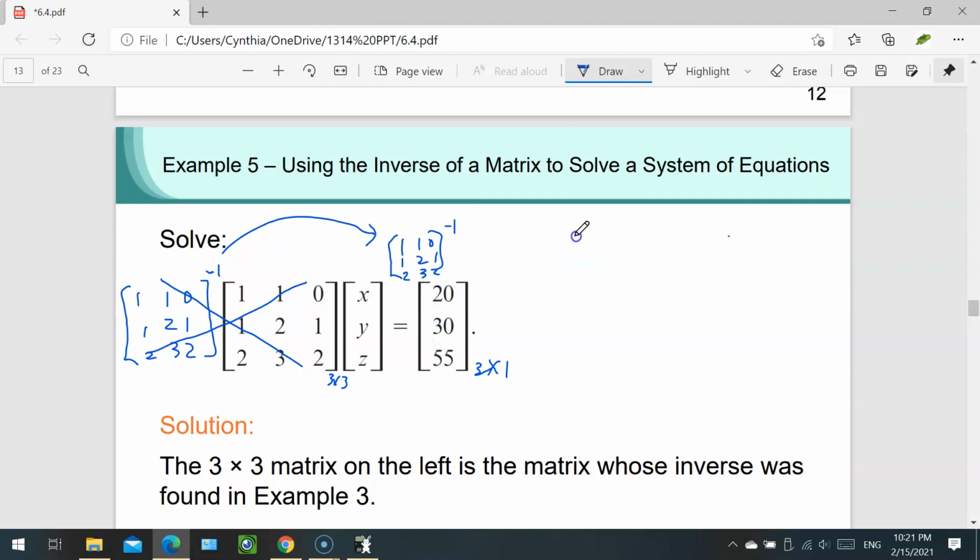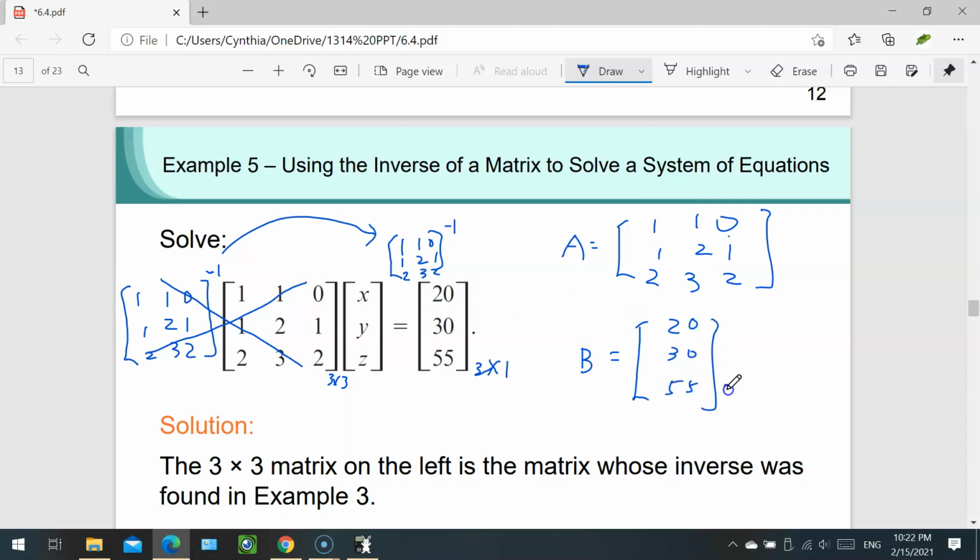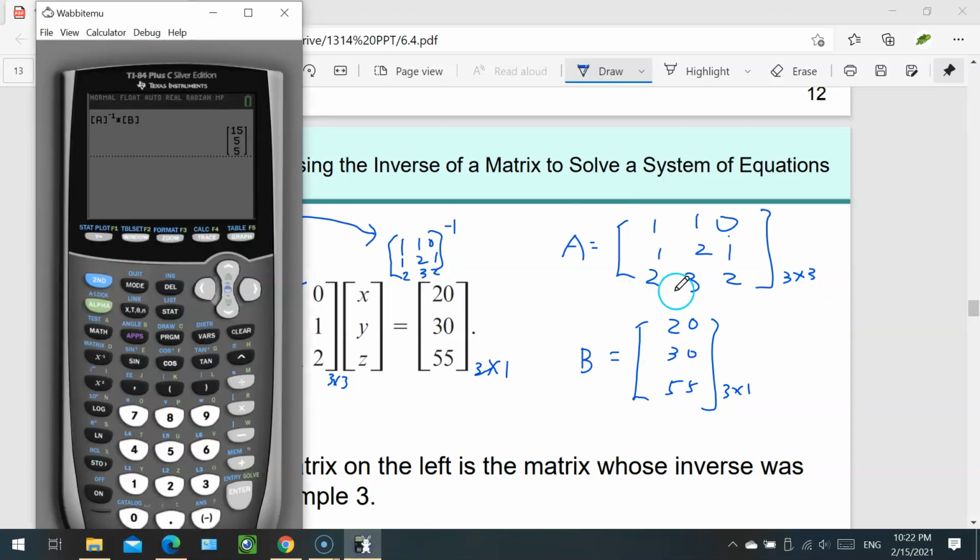So now, we need to create a matrix A with this one. So you have 1, 1, 0, 1, 2, 1, 2, 3, 2. You need to create a matrix A. You also need to create a matrix B, which is 20, 30, and 55. So this is 3 by 1. This is 3 by 3. I'm going to show you how to use the TI-84 to construct a 3 by 3 matrix and a 3 by 1 matrix here.